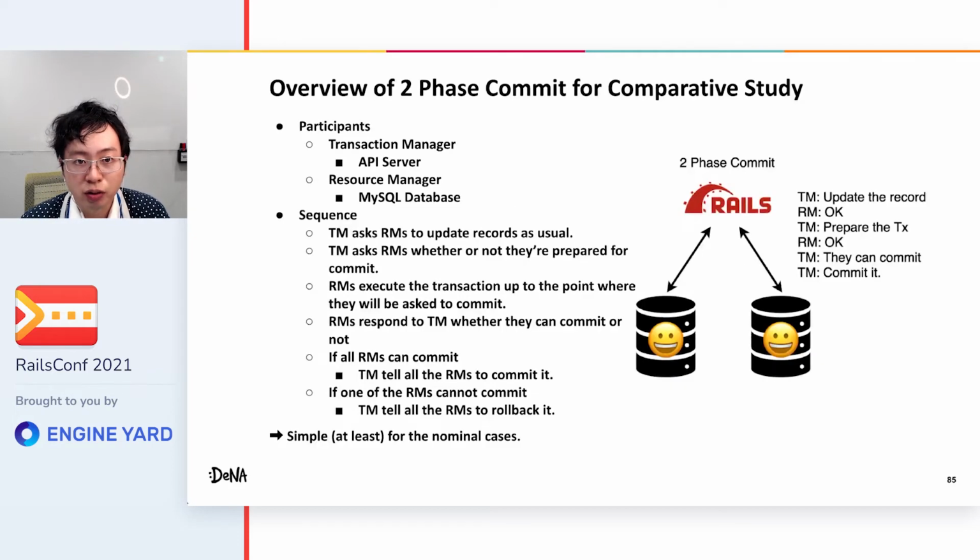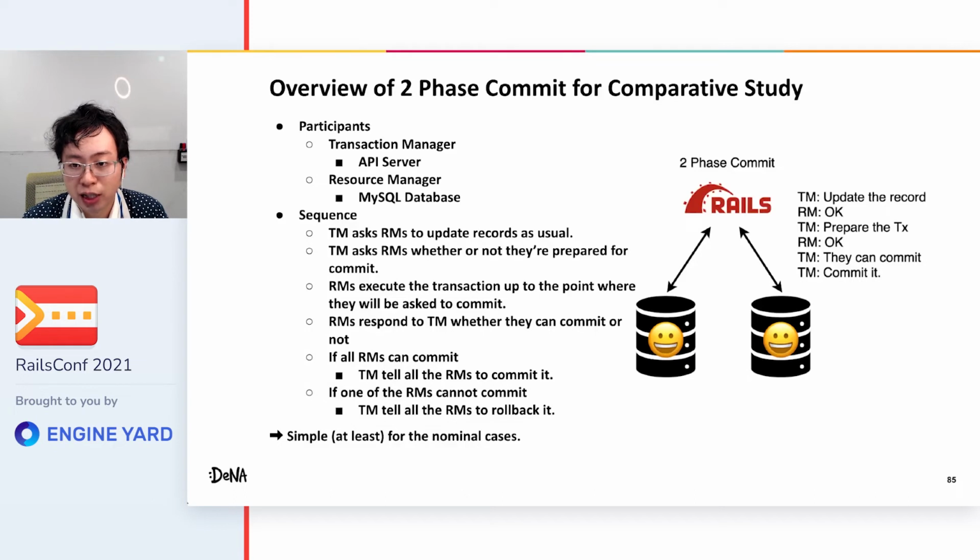This is the overview of the two-phase commit for comparative study. First of all, there are two kinds of participants here. One is the transaction manager, in this case the API server, and the other is the resource manager, in this case the MySQL database. The sequence is as follows. First, the transaction manager asks resource managers to update records as usual. And the transaction manager asks resource managers whether or not they are prepared for commit.